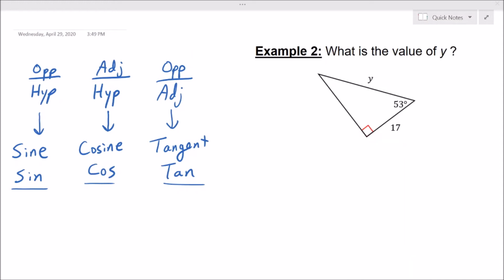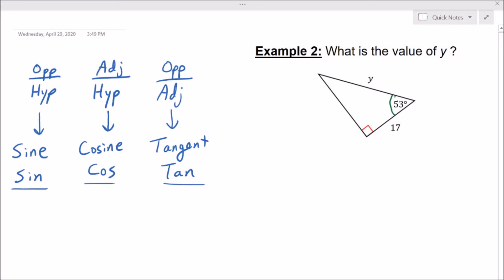So let's do another example. It says, what is the value of y? That's a side length on a right triangle, so we can use this right triangle trigonometry, right? And again, first of all, where is the non-90-degree angle that we're working with? Well, that's here, the 53 degrees, right?